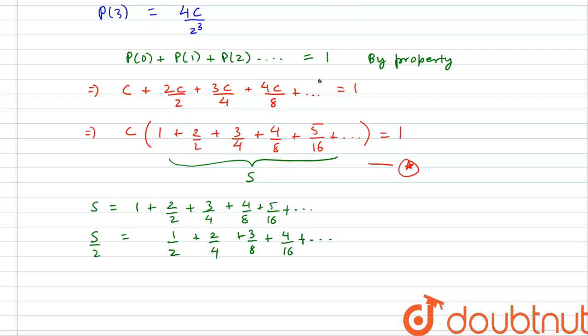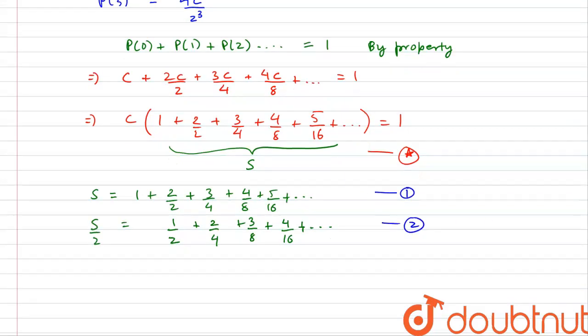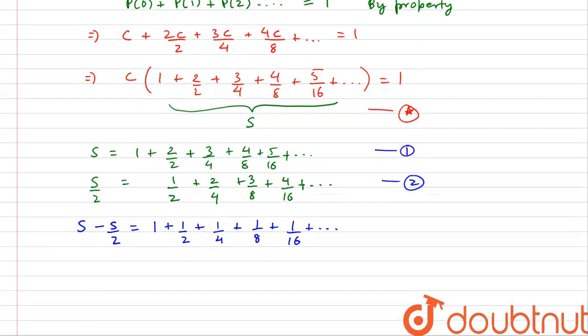And now we'll see the purpose of this. Let us call this equation number 1 and let us call this equation number 2. What we'll now do is equation 1 minus equation 2. So we'll have S minus S by 2 on the left hand side, and on the right hand side we'll have this 1, and the next term would become 2 by 2 minus 1 by 2, so that is 1 by 2. Plus 3 by 4 minus 2 by 4, that will become 1 by 4, plus this will be 1 by 8. So what we have done is we have made the numerator 1 and the denominator has the different powers of 2. So this goes on up to infinity.